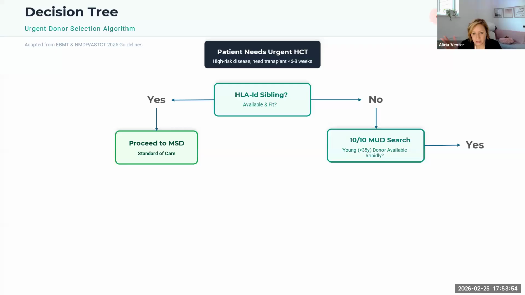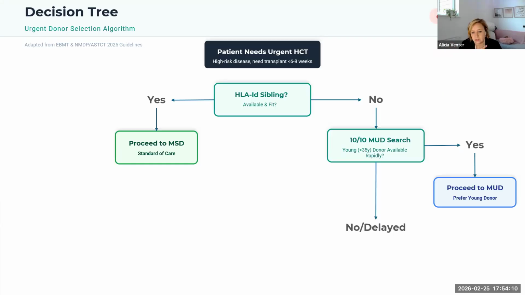But if the answer is yes, you can find a 10 out of 10 matched unrelated donor that is available immediately and that's young compared to your patient, then absolutely go ahead and use this matched unrelated donor and take the youngest one you can find.